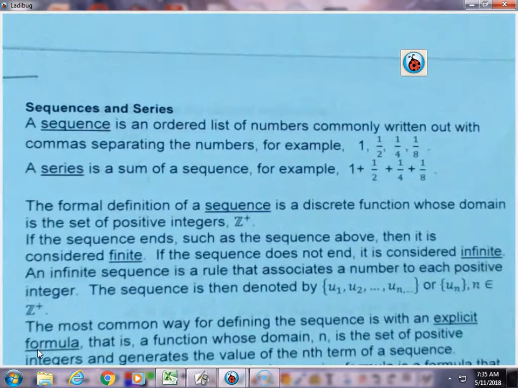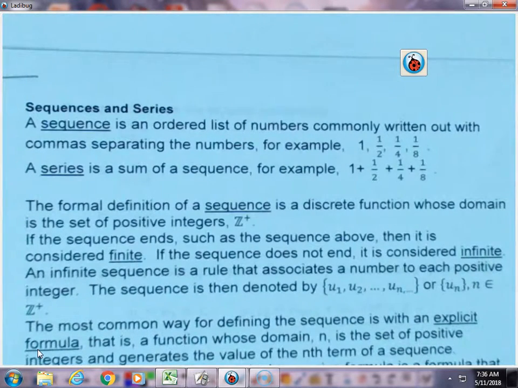Okay, so a couple of things. I'm jumping ahead of myself, but the formal definition of a sequence is a discrete function. Now, the word discrete just means they're separate values. Whose domain is a set of positive integers. Z plus means positive integers. So Z means integers. The plus means positive integers. But discrete means they're separate.